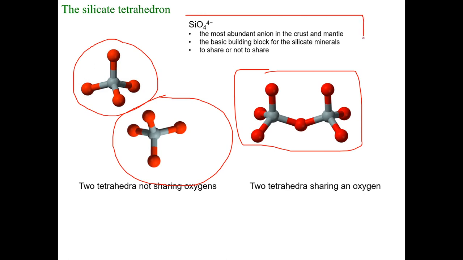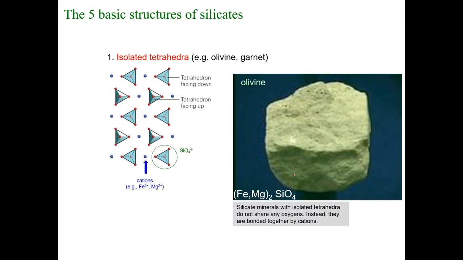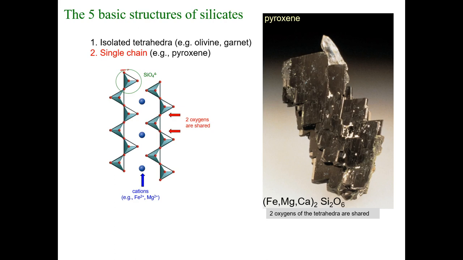Okay, so SiO4 is the most abundant anion in the crust and mantle, the basic building block of the silicate minerals, and some of them share corners, some of them do not share corners, some of them share all corners with each other, some of them only share one corner, some only share two corners, etc. So remember, there are 5 basic structures of the silicate molecules. There are isolated tetrahedra, in which the tetrahedra are not touching, they're not sharing any oxygens. There's the single chain, the pyroxene types, that only share one oxygen in these chain-like structures. You'll notice that the chains are not touching each other.